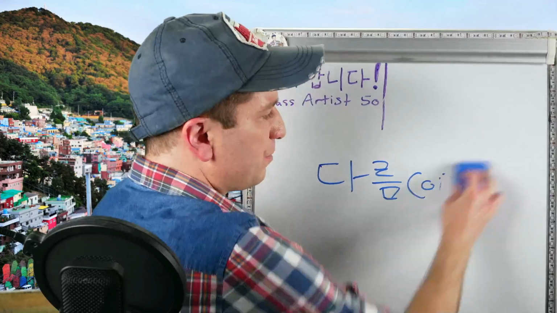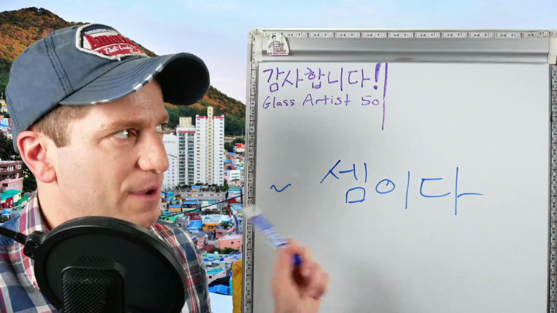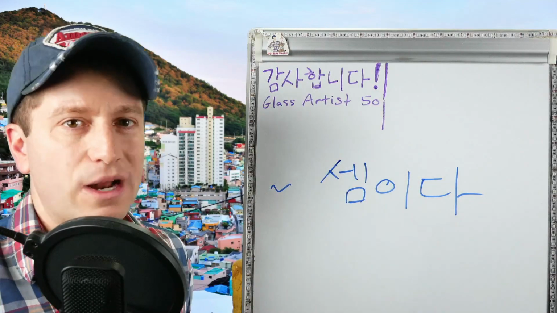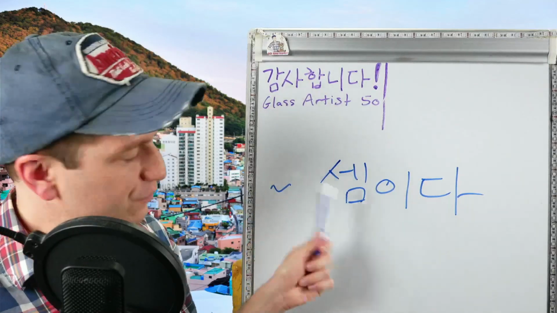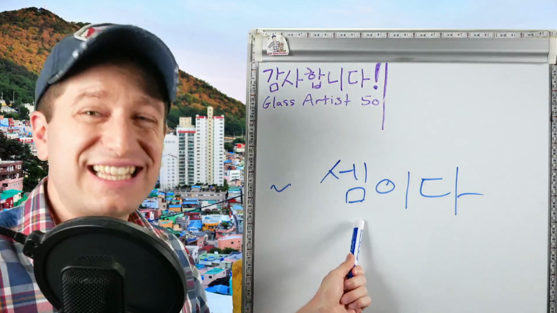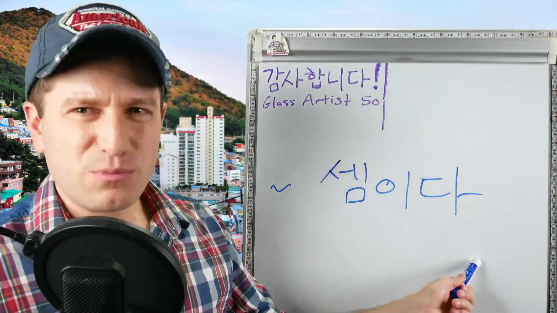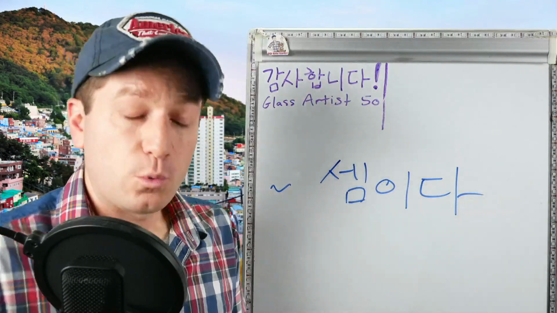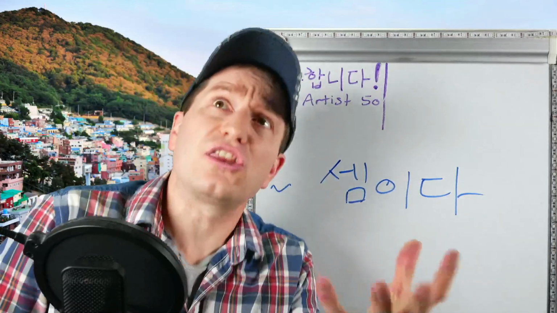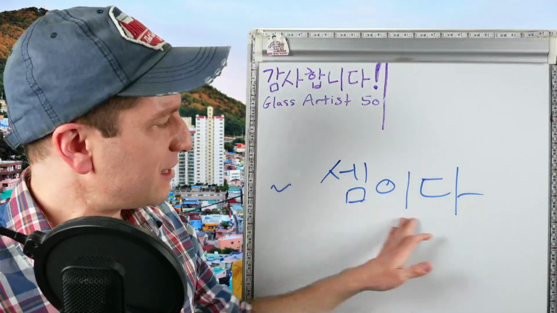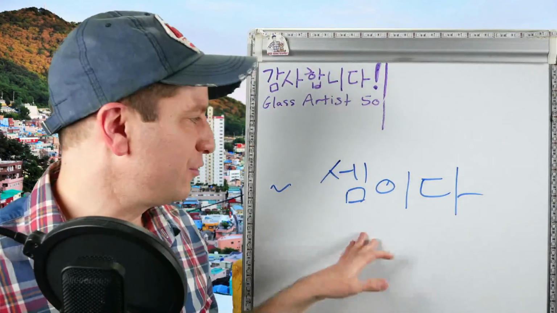You can also replace this form with another form. 셈이다. I did a live stream about this on February 23rd of 2020, but this form can also be exchanged for 마찬가지 because this form, 셈이다, means it's practically the same as something else. The nuance though is different. 셈이다 is more like the nuance of saying, well, you could say that because it's similar. You could also say, or you could think that. So the nuance is different, but grammatically you can replace 마찬가지다 with 셈이다. And I have a live stream all about that if you'd like to learn.